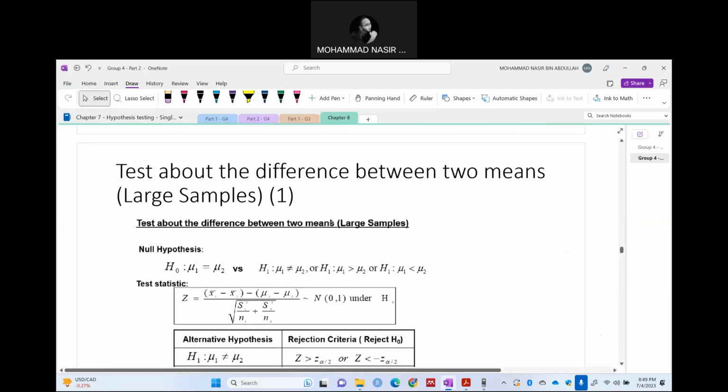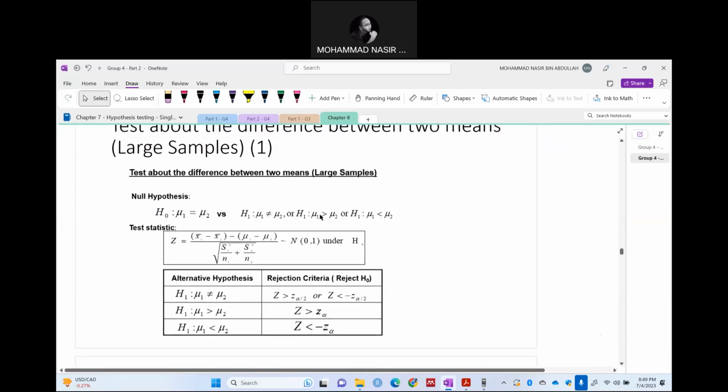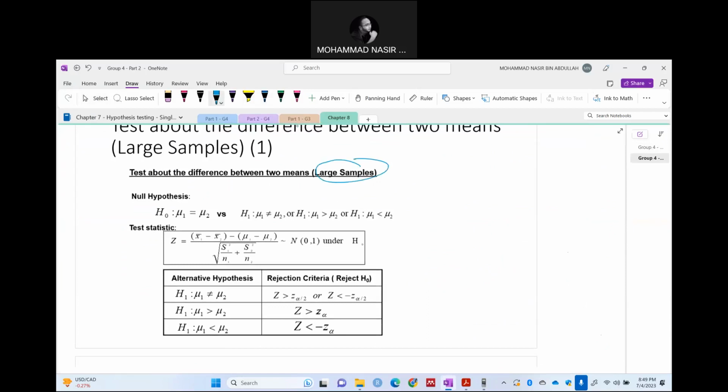So if you have unknown variance but a large sample, the Z distribution test statistic will be x bar 1 minus x bar 2 minus mu1 minus mu2, divided by the square root of s1 square divided by n1 plus s2 square divided by n2. So this is a Z distribution. If you have an alternative hypothesis of not equal to, this is a two-tailed test, and for more than or less than, this is a one-tailed test, right?